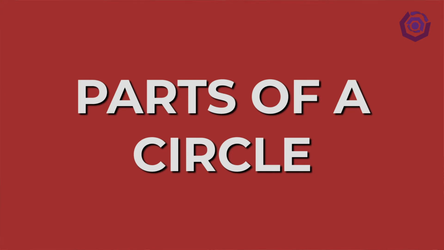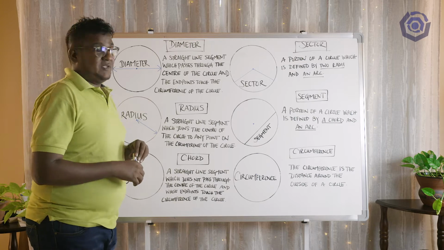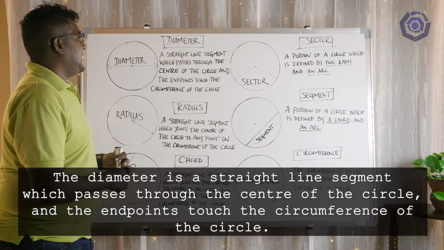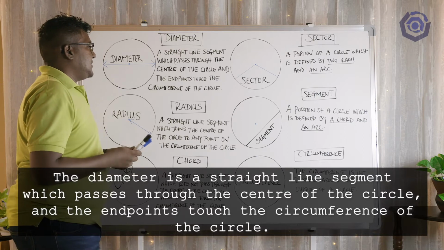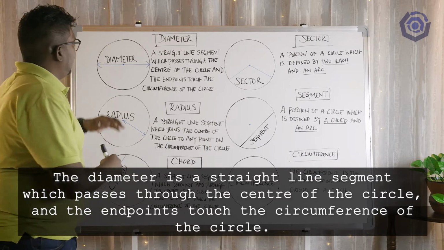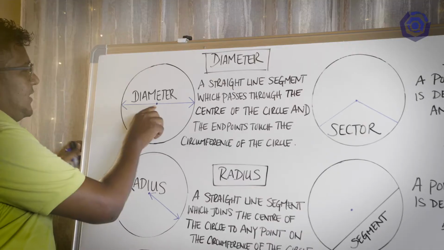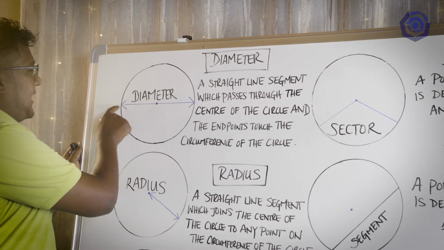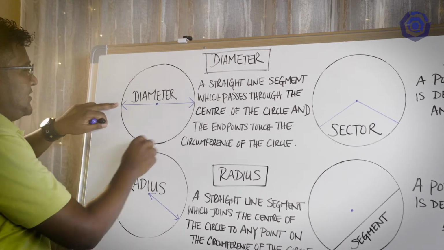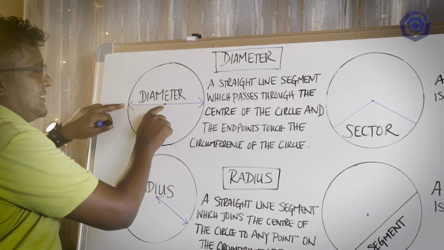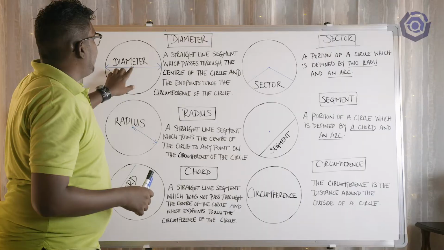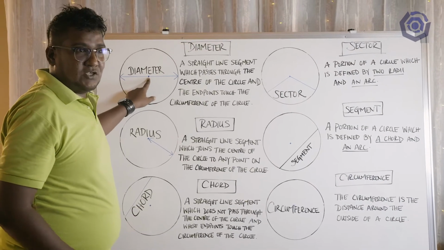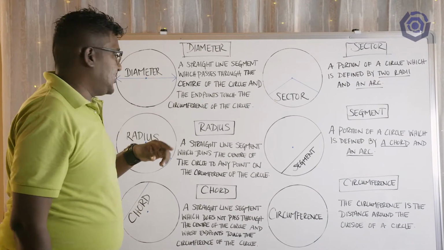Let's get into it. The first one we have here is the diameter. The diameter is a straight line segment which passes through the center of the circle, and the endpoints touch the circumference of the circle. If you look at our diagram, this is what we call the center. So the line that goes from one point on the circumference to the other point of the circumference and passes through the center is called the diameter. Remember, it must pass through the center to be called the diameter.